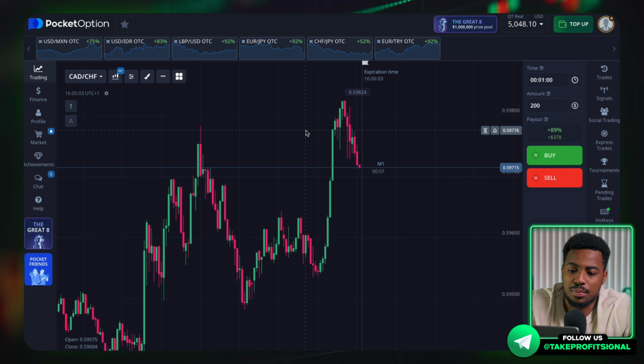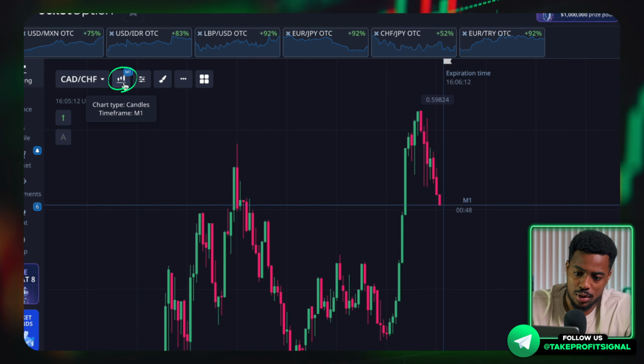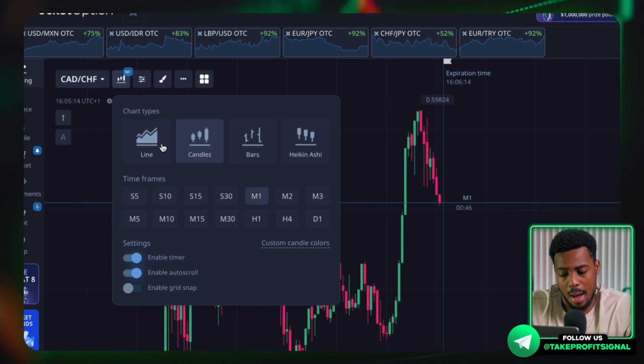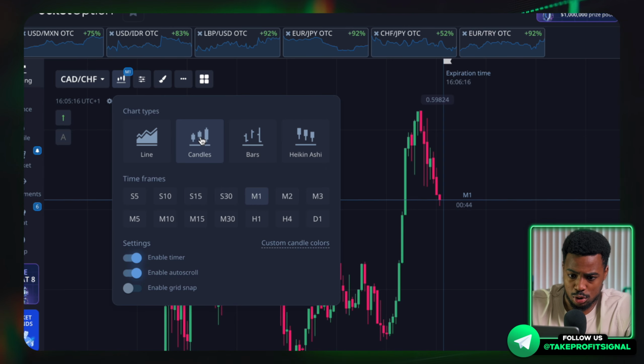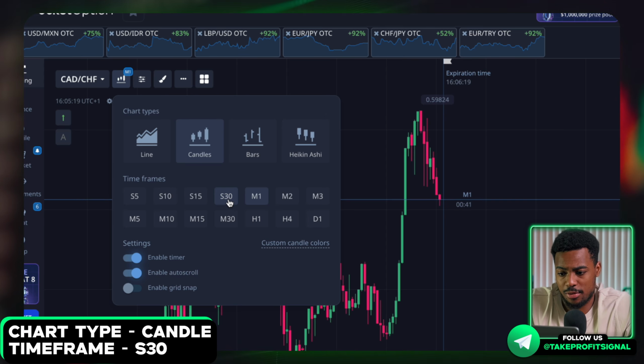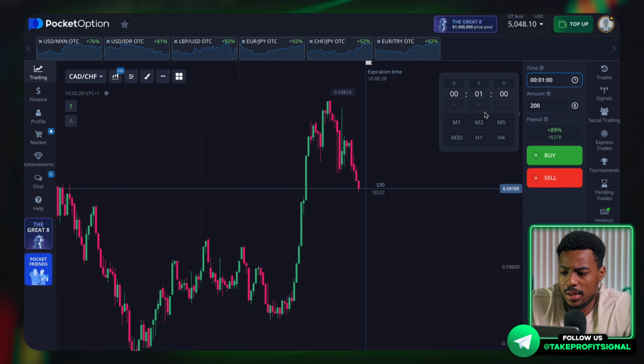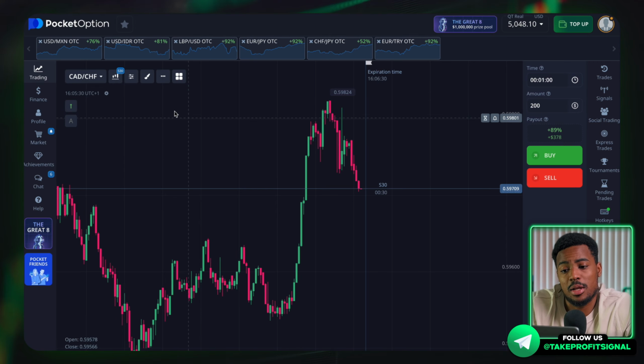Now look very carefully, because first we need to prepare the chart in our platform for trading the strategy. If you do not do this, there is a high probability that you will only lose your money. The first thing we need to do is to go to this section. Be sure to enable the candlestick type of chart and put the time frame S30. This is assuming that you want to trade many trades.